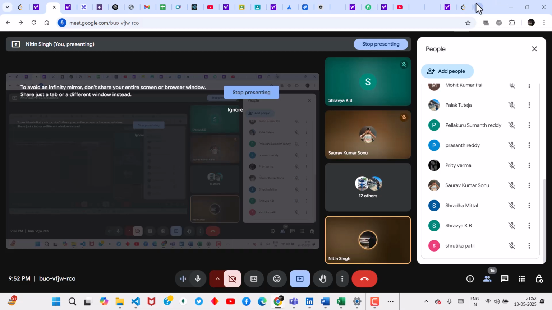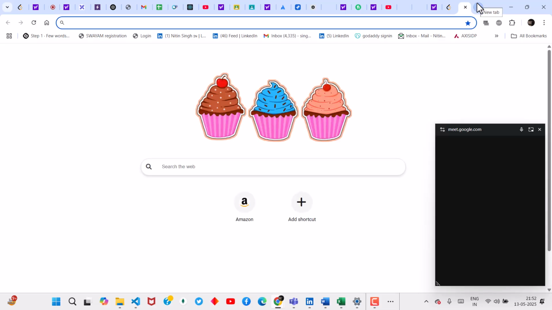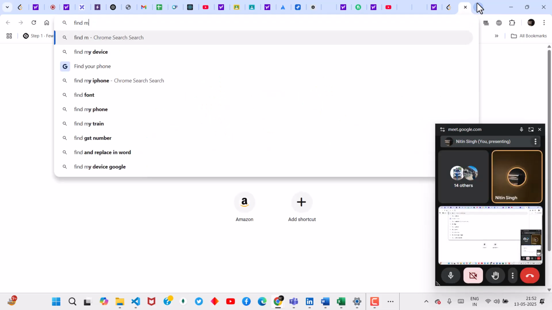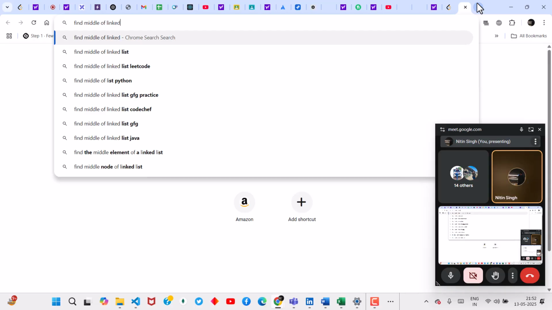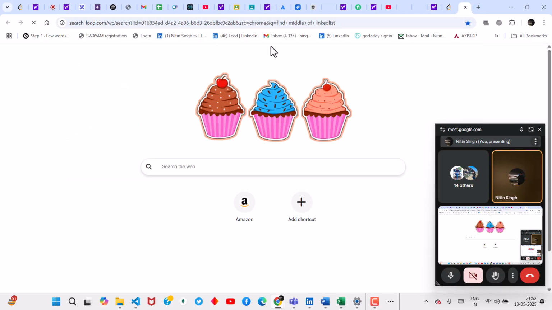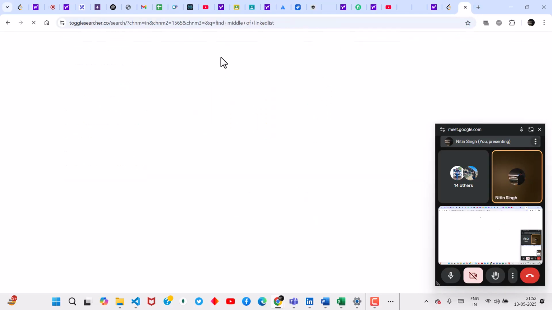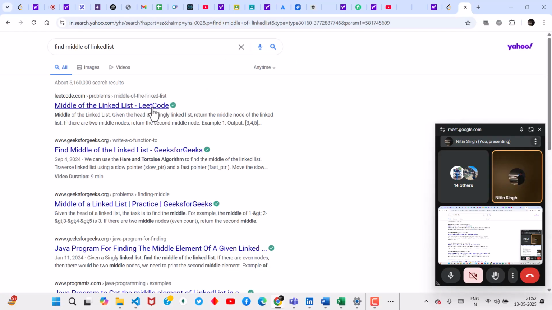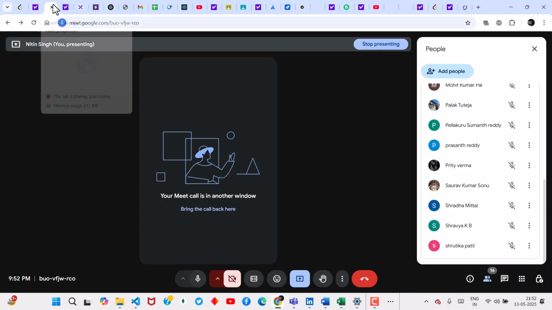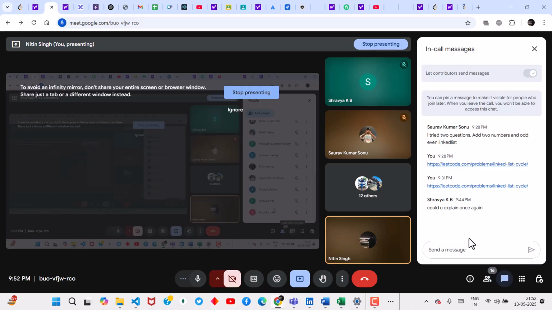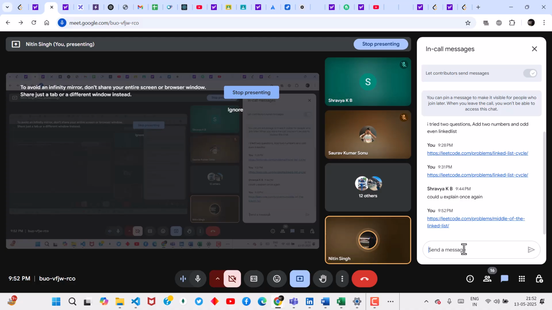Fine. So the next question, which is based on this algorithm only, there is a variation. The next question is finding the middle of a linked list. Let me share this problem with you. Take 2 minutes and read this question.